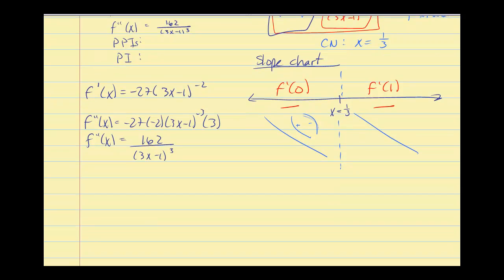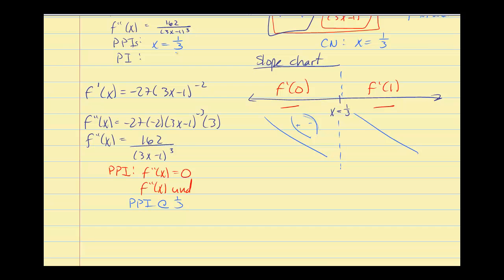Now I want to look to see where my possible points of inflection are. Well, possible points of inflection occur two places, where the second derivative equals 0 or when the second derivative is undefined. Well, there's no way that this can equal 0 because I just have 162 in my numerator, so I don't have any possible points of inflection because this cannot equal 0. This is undefined though at 1/3. That 1/3 keeps popping up in this one. So I have a possible point of inflection at 1/3. But we already know that that's a problem because 1/3 is a vertical asymptote.